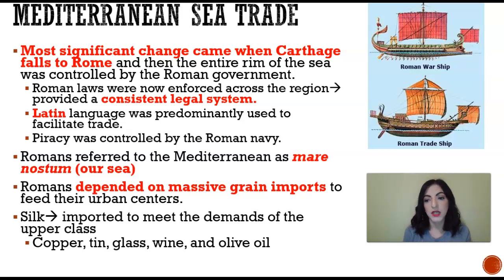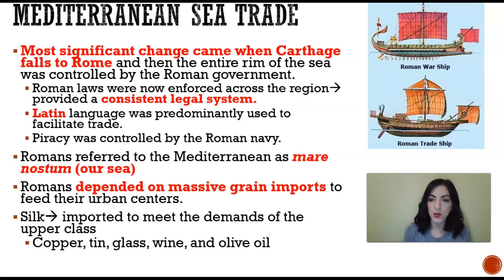And so the Roman Navy would take care of controlling those issues of piracy or any kind of crimes on the water. The Romans actually referred to the Mediterranean Sea as Mare Nostrum, which basically means our sea, and that's pretty indicative of how the Romans viewed things, everything was theirs.